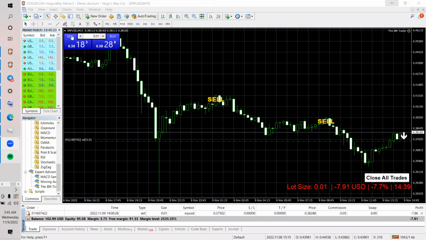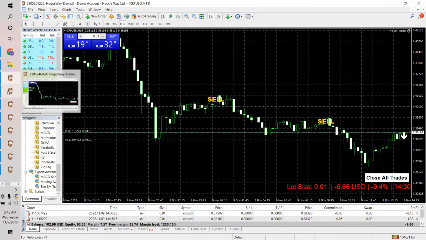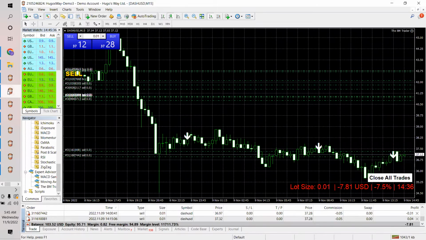All right, everybody. So I'm going to place another sell trade on XRP USD. We do have the sell arrow moving over to the next candle, so we'll see what happens there within the next 15 minutes, whether we want to go in for another trade. In the meantime, look at everything else.